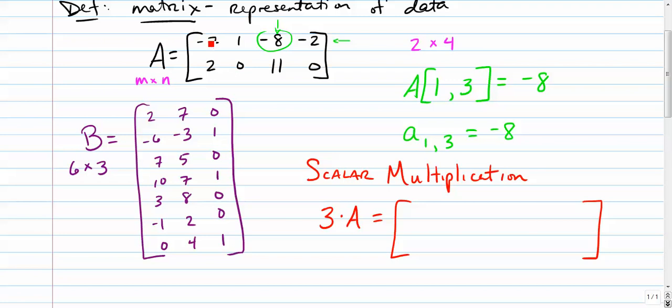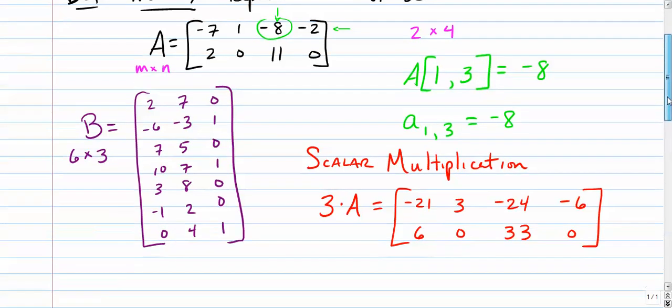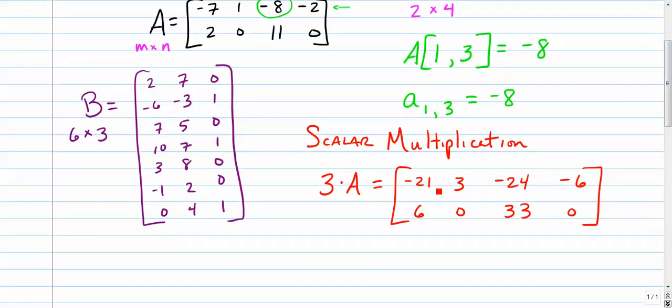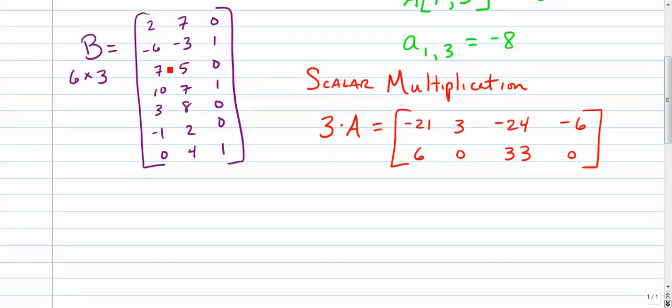So every single entry, -7 times 3 is -21. 1 times 3. -8 times 3. Negative 2 times 3. Down here we're going to go 2 times 3 is 6. 0 times 3 is 0. 3 and 0. So we just scalar multiplied, we scaled up matrix A by a multiple of 3, and it changed all the entries. You can do that to any matrix.